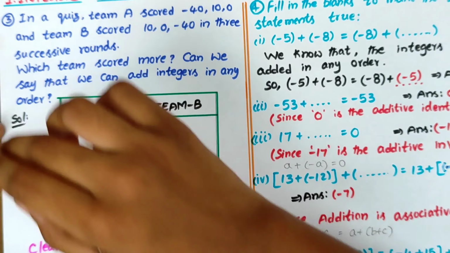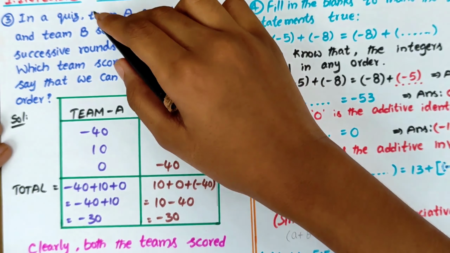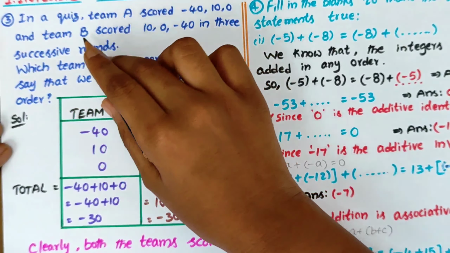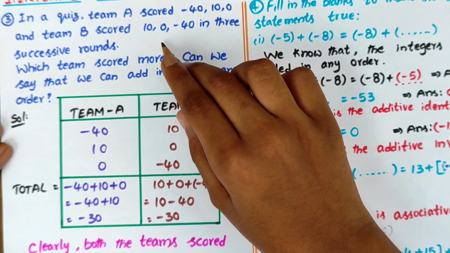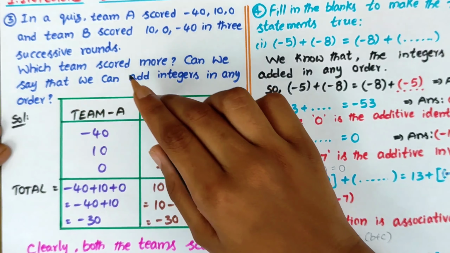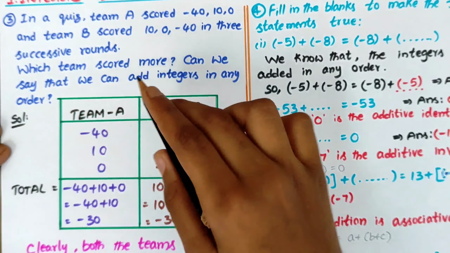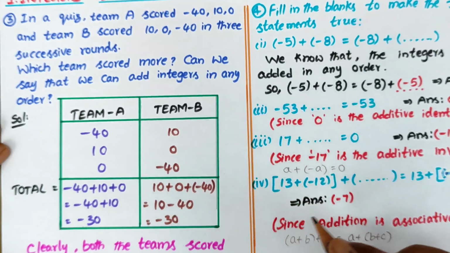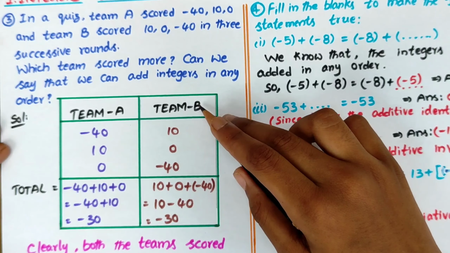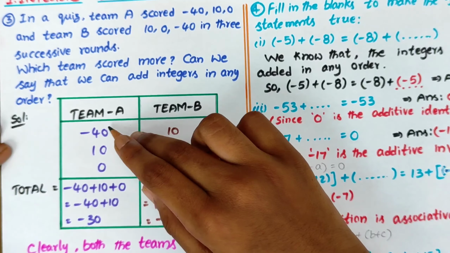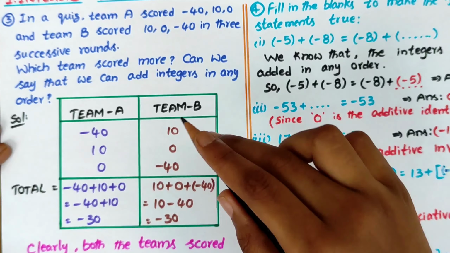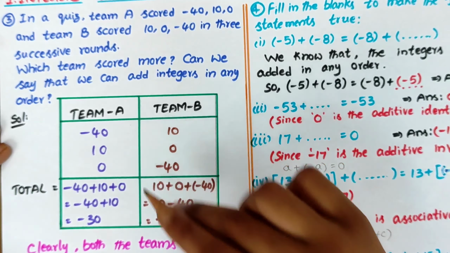Okay, friends, this is question number 3. In a quiz, team A scored -40, 10, 0, and team B scored 10, 0, -40 in 3 successive rounds. Which team scored more? Can we say that we can add integers in any order? Okay, this is the scoreboard. See here, you can see team A and team B. -40, 10, and 0 is the score of team A. 10, 0 and -40 is the score of team B.